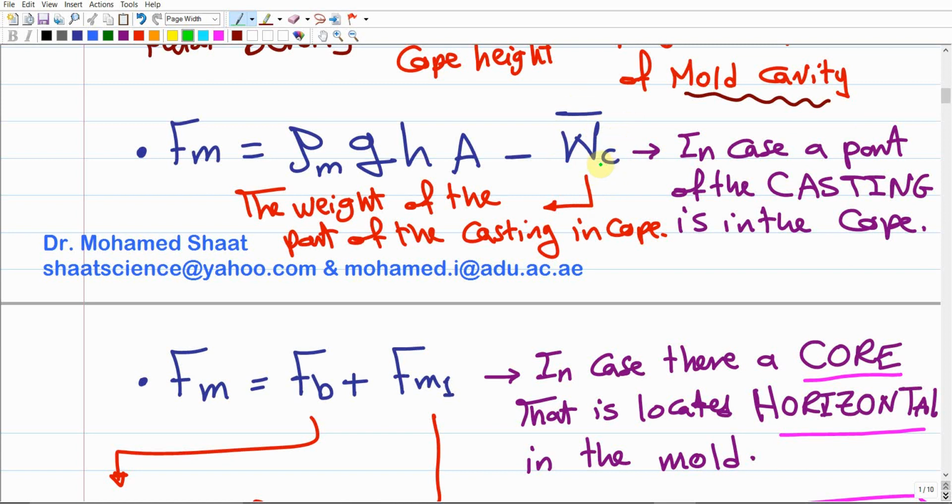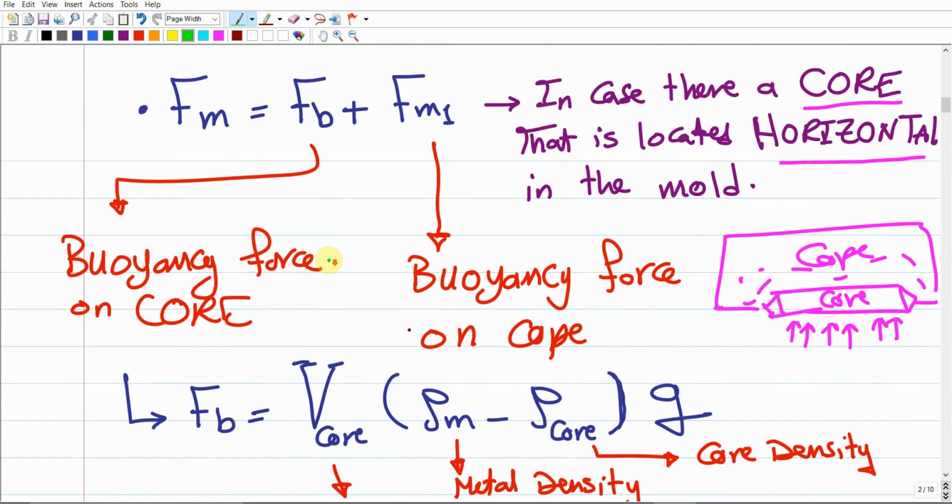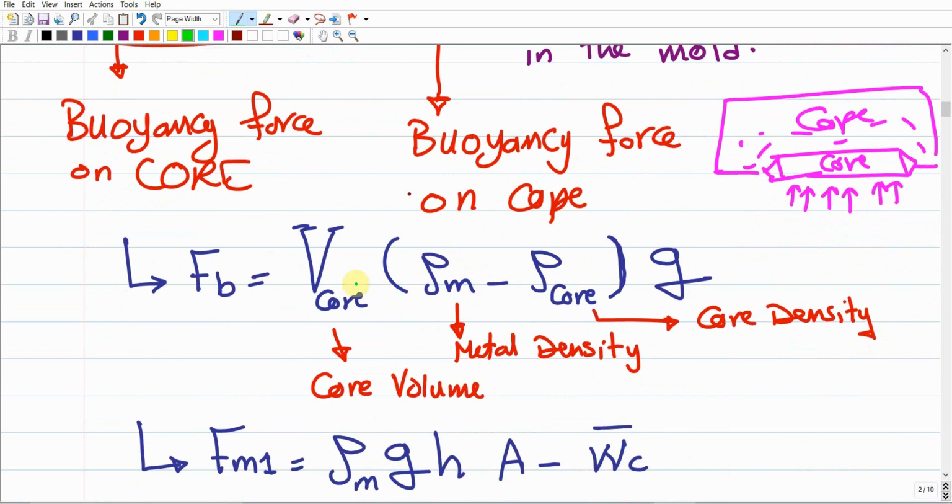For this problem, half of the casting is already located in the cube, so half of the casting should be subtracted from the total buoyancy force. In addition, the total buoyancy force acting on the cube will have another term that comes from the buoyancy force acting on the core. This is another pushing force, but an indirect one. The buoyancy force from the core is the volume of the core times the density of the metal minus the density of the core, times g, the gravitational acceleration.